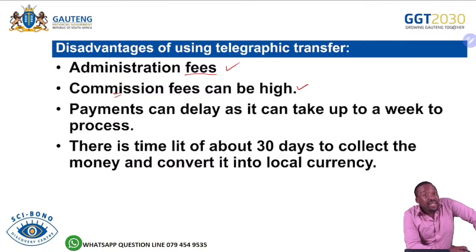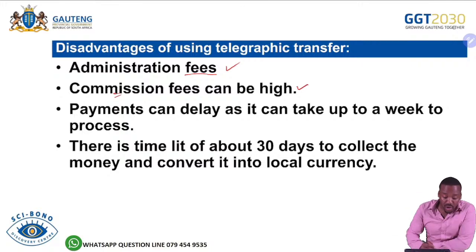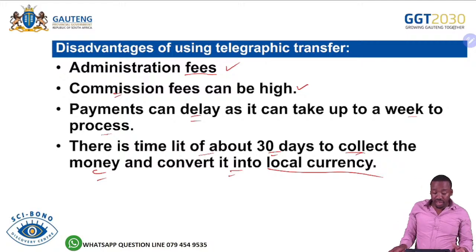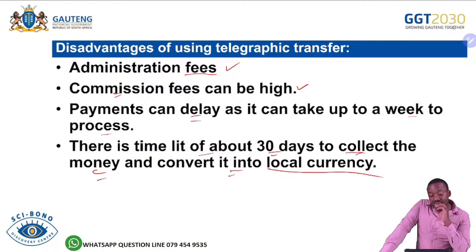Remember here, if it happens that you need money instantly, we are saying payments can be delayed. It can take up to a week to process the whole payment. So you need to have enough time. So that is a disadvantage. There is a time limit of about 30 days to collect the money and convert it into local currency. So you need to make sure that within that 30 days, you have collected the money and converted it into the local currency.